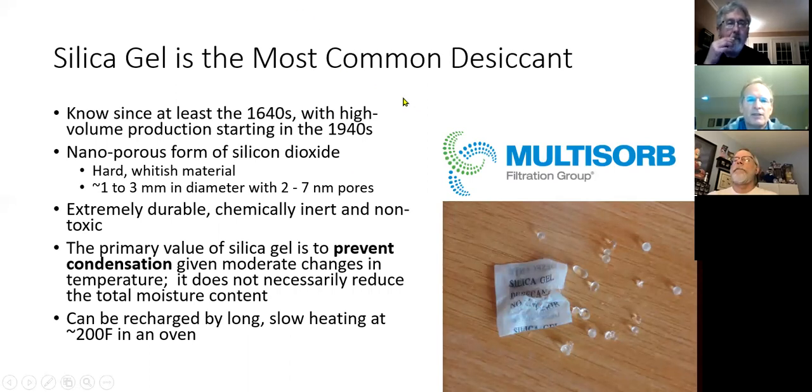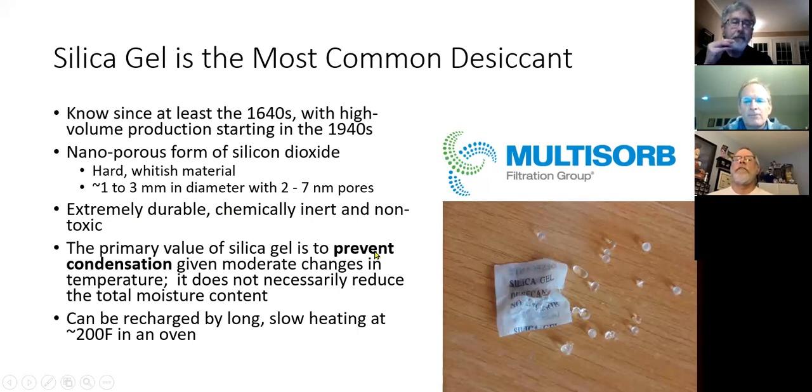It's been known for hundreds of years. It became very popular in manufacturing settings in the 1940s as electronics were being shipped around the world because of World War II. The silica gel prevented condensation in the packaging. It's silicon dioxide, so therefore very hard, and withstands temperatures quite well. It's whitish, and the beads are 1 to 3 millimeters in diameter, and the pore sizes are quite small, 2 to 7 nanometers.